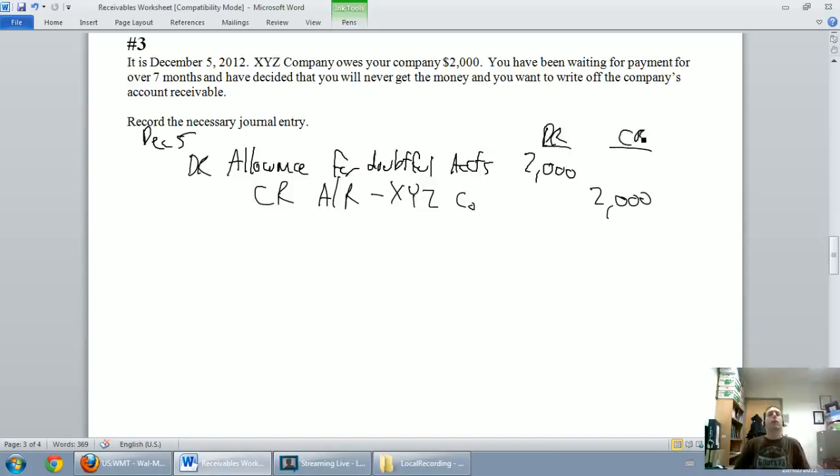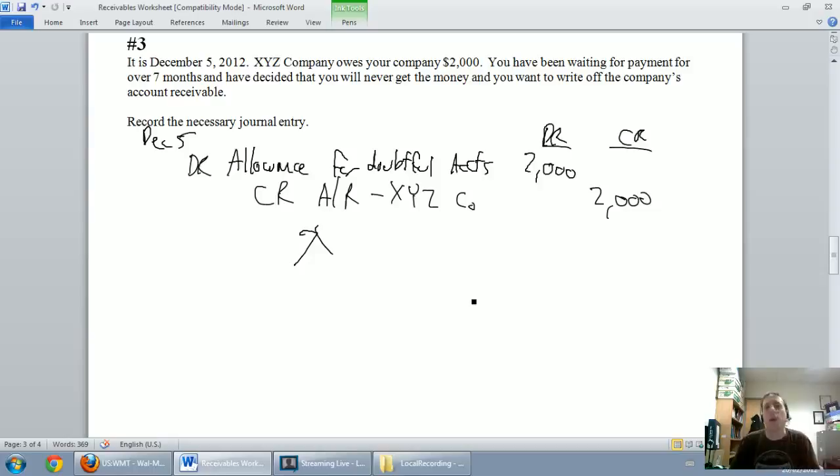So at this point, I've done a great job. Pat myself on the back. I've written off my allowance, written off my account receivable from XYZ company. So if you're ever in a scenario where you need to write off an account receivable, just know, credit the account receivable and you're halfway home, right? Just get rid of it. That's what write-off means. So get rid of that account receivable, credit that account receivable.